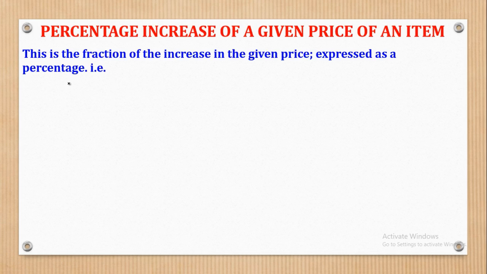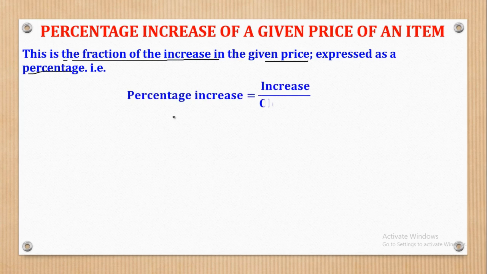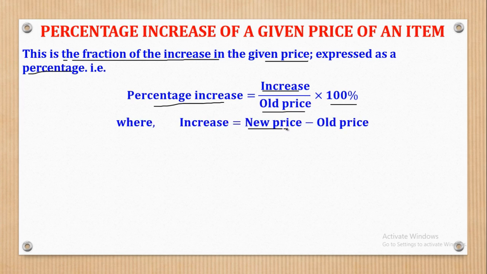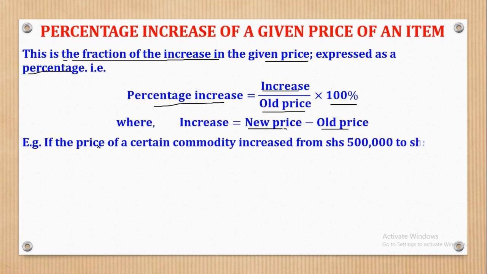Like we saw in the previous video, percentage means fraction with a denominator of 100. So here we shall say that percentage increase of a given price of an item is the fraction of the increase in the given price expressed as a percentage. That means percentage increase is equal to the increase over old price multiplied by 100%. Now the increase is given by new price minus old price. So basically that is the formula, and now let's see an example.